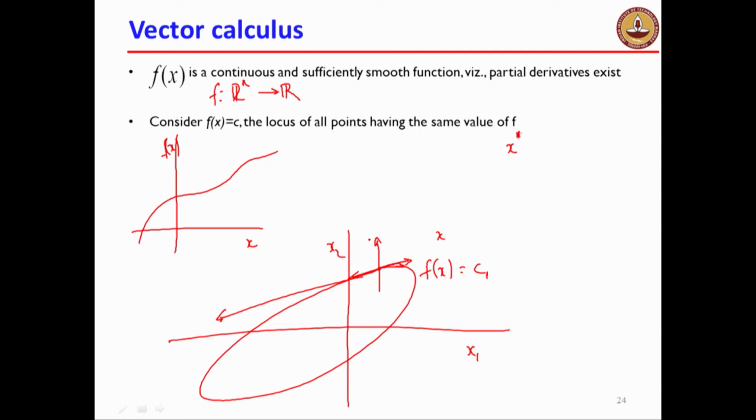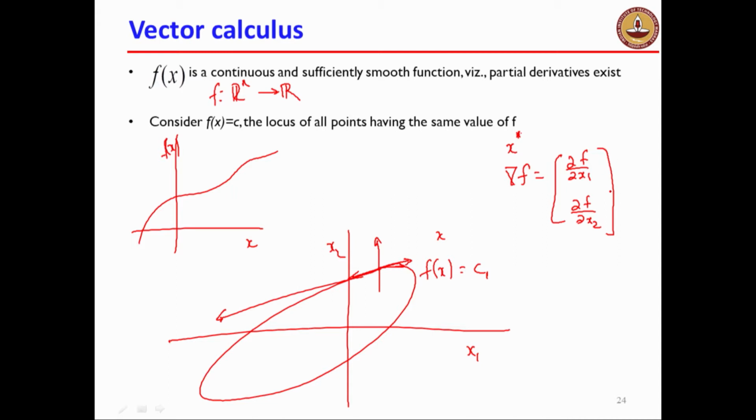So I can ask this question: along which direction does the function value change the most, along which direction does it increase the most and decrease the most? So I can define what's called the gradient vector, which is denoted by this, and this is basically the vector of the partial derivatives, because it's a function of two variables. There are two partial derivatives, del f by del x1, del f by del x2. It's a two-dimensional vector.